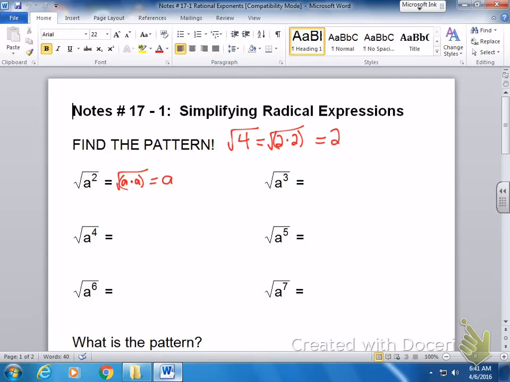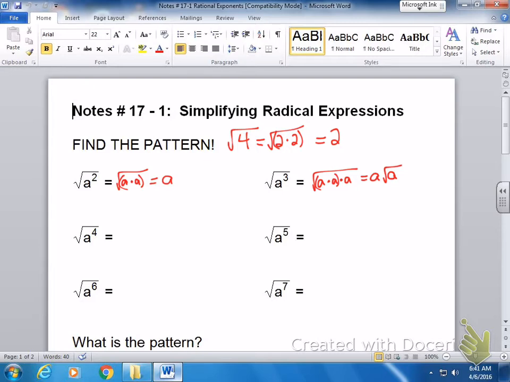Let's look at a to the third, though. If I have a to the third, that's the square root of a times a times a. Now we're taking the square root, so I want pairs. Well, I've got one pair here, so I know I can take an a out. But the other a doesn't have a pair, so it's stuck inside the square root. So your answer is a times the square root of a.